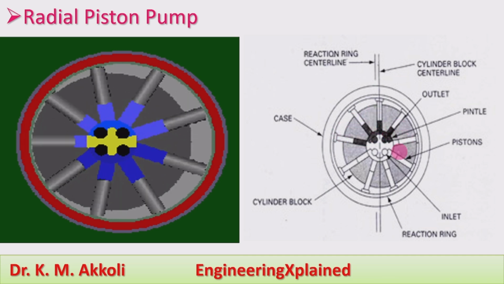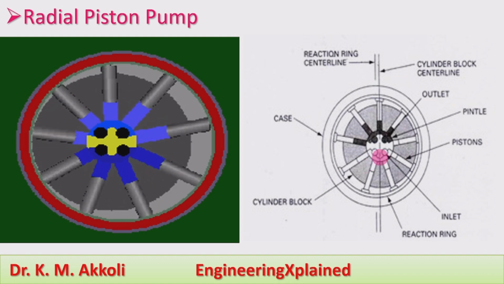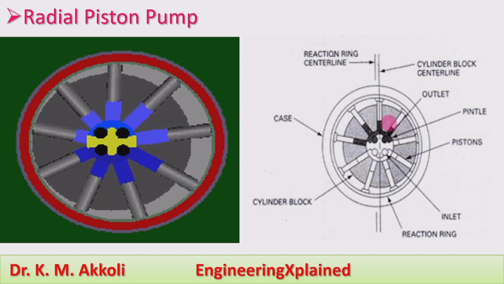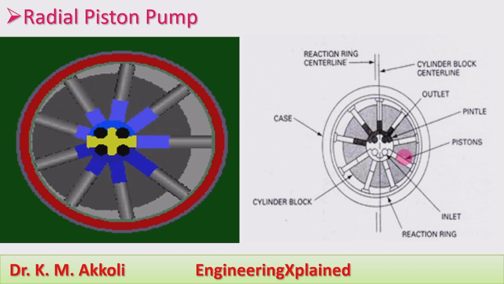Like this, a number of pistons and cylinders are connected here, and due to the offset, the fluid enters inside the cylinder and discharges through the cylinder. Radially these pistons are connected, and that's why it is called a radial piston pump. This is also another type of pump which will be used to supply the fluid for the hydraulic system or a fluid power system.